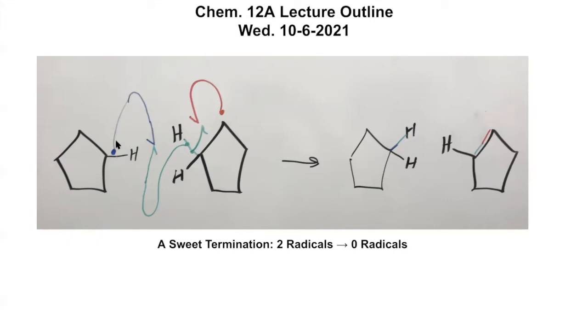So if you have two radicals, say this blue radical lone electron and the red one on this guy, they can react in a way to make an alkane and an alkene. And using colors, hopefully you can see it better. There's one hydrogen on the carbon with the blue radical. That one radical reaches over and gets one of the green electrons from this bond. There's two electrons in that one.